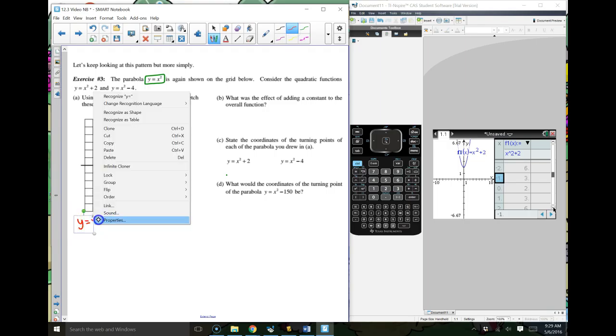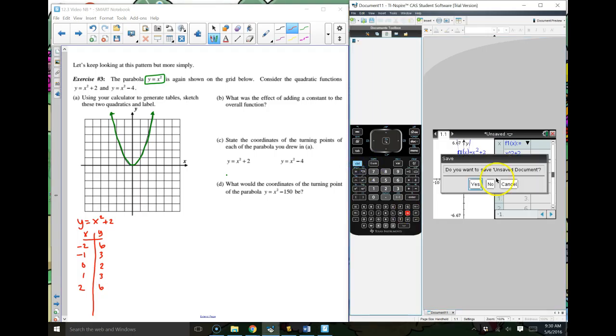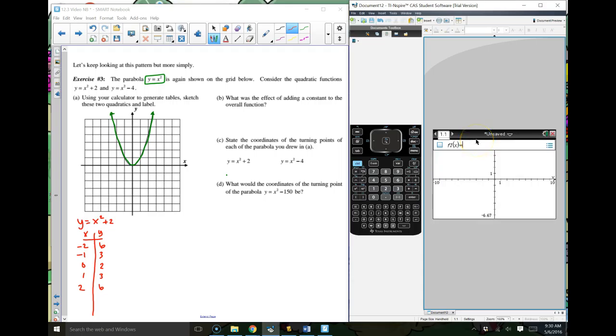So y equals x squared plus 2, and that table is going to be here, so x, y. So I have negative 2, 6; negative 1, 3; 0, 2; 1, 3; 2, 6. Alright, now let's graph the second one. So get a new graph, don't save changes, add a new graph, and now we're going to do the second one. We're going to do y equals x squared minus 4 and get that table.